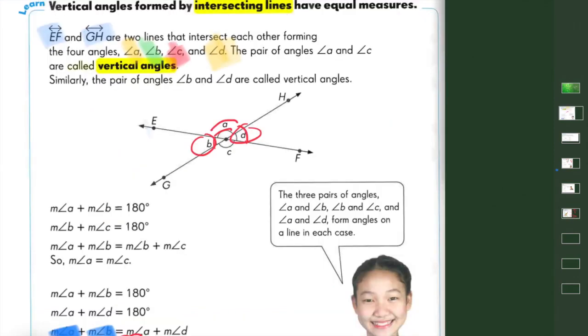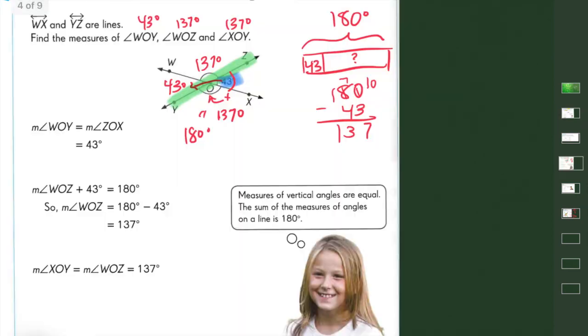So in today's lesson, we learned that vertical angles are formed by intersecting lines, and these vertical angles have equal measures. Those vertical angles are opposite angles within those intersecting lines. And we also learned that we can use the fact that vertical angles have equal measures and the fact that angles on a line must equal 180 degrees. Using those two pieces of information, we can find the missing measure of angles.